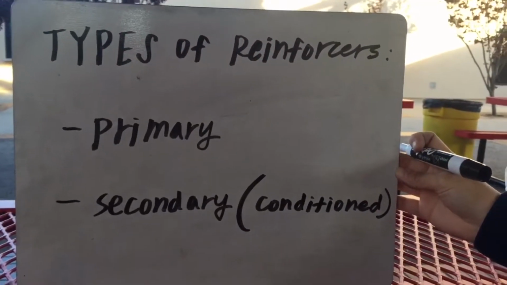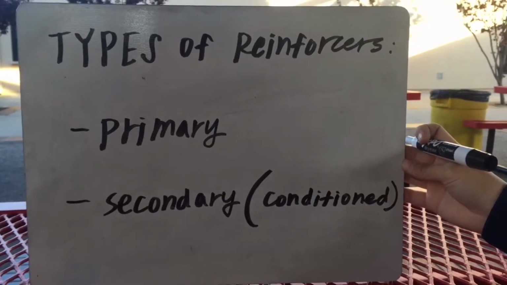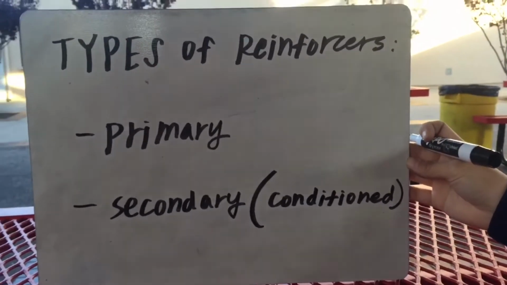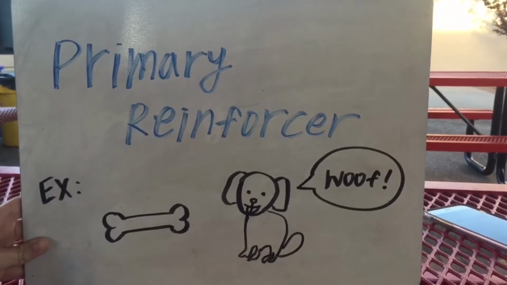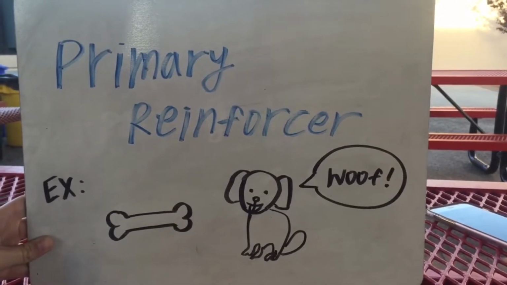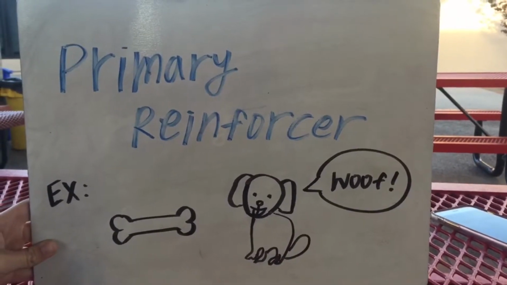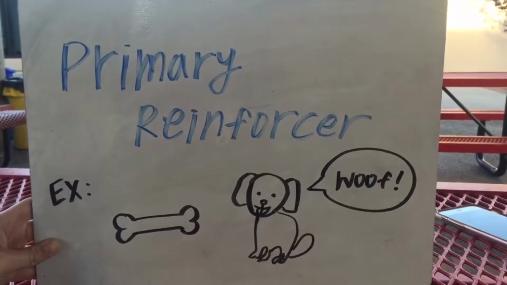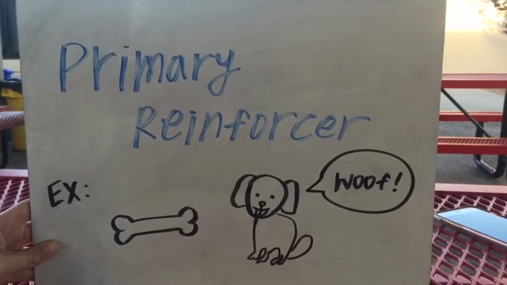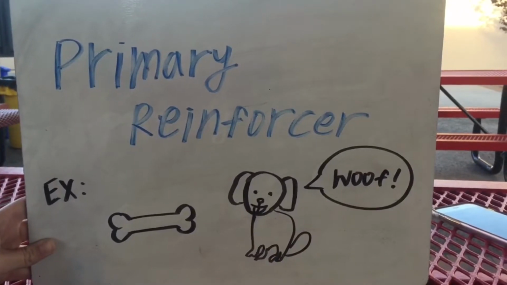In Skinner's experiment, there were different types of reinforcers, a primary reinforcer and a secondary or conditioned reinforcer. A primary reinforcer is an innately reinforcing stimulus, such as one that satisfies a biological need. In Skinner's experiment, this would be the rat getting a treat after pressing the bar. In real life, this would be when a dog is told to sit, and he sits, and he gets a treat.